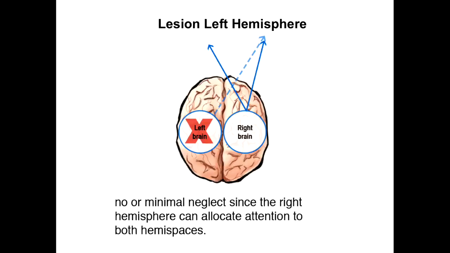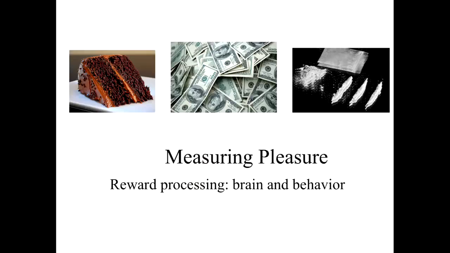Now, when you get a left-sided lesion, which are just as common as right-sided lesions, the vascular tree is pretty stupid in the sense it gets disease and atherosclerosis and emboli to either one. I shouldn't say stupid. It's just plumbing. If you get a left brain lesion, you can see the logic again. There's no or minimal neglect since the right hemisphere can allocate attention to both hemispaces, and that fits clinically with what you see. So it's a nice kind of clinical theory connection. A very important syndrome to be aware of.